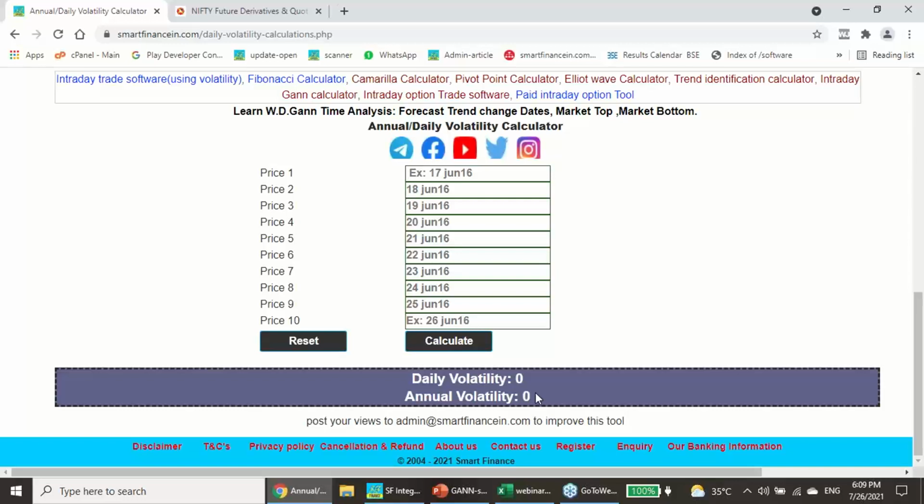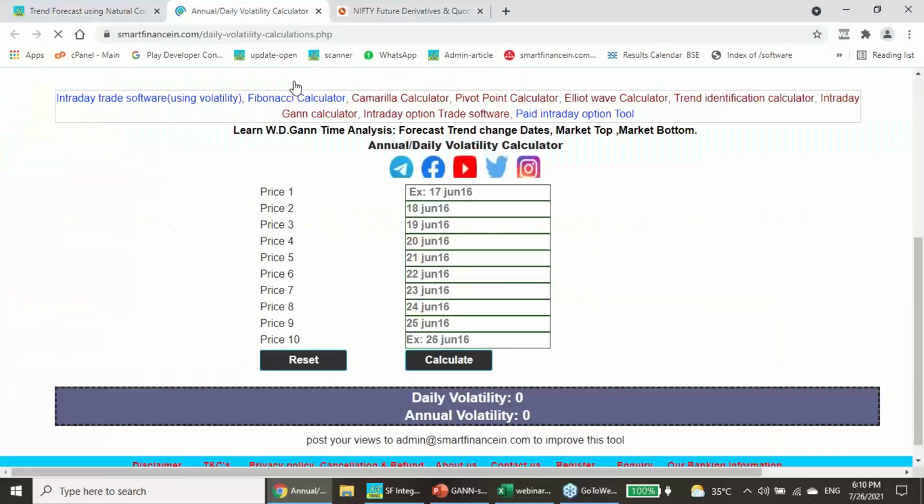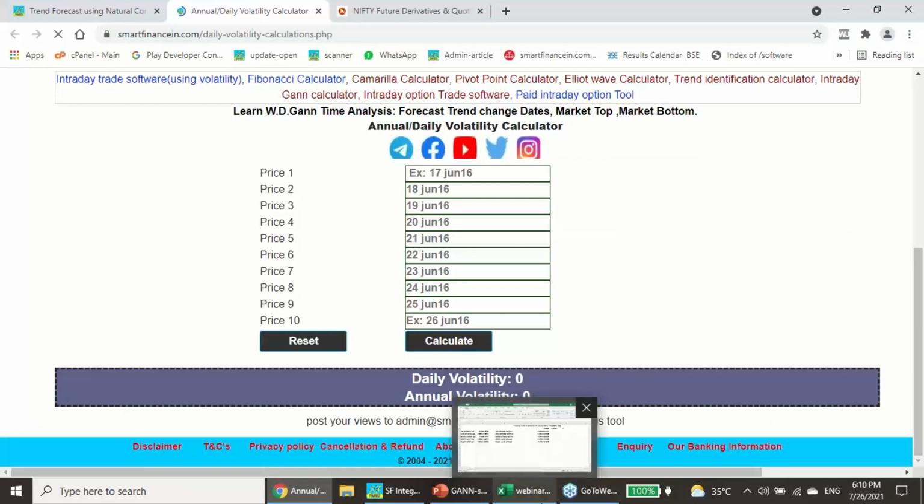For our calculations, we require only three inputs: the price at which the stock, commodity or currency has opened; the number of days, which is 1 if you are trading intraday, and you increment it if you want 2-3 days; and the annual volatility of that instrument. If it is known to you, you can add it here. If it is not known to you, you have to calculate it using our web calculator. All the information you require, we have given here.